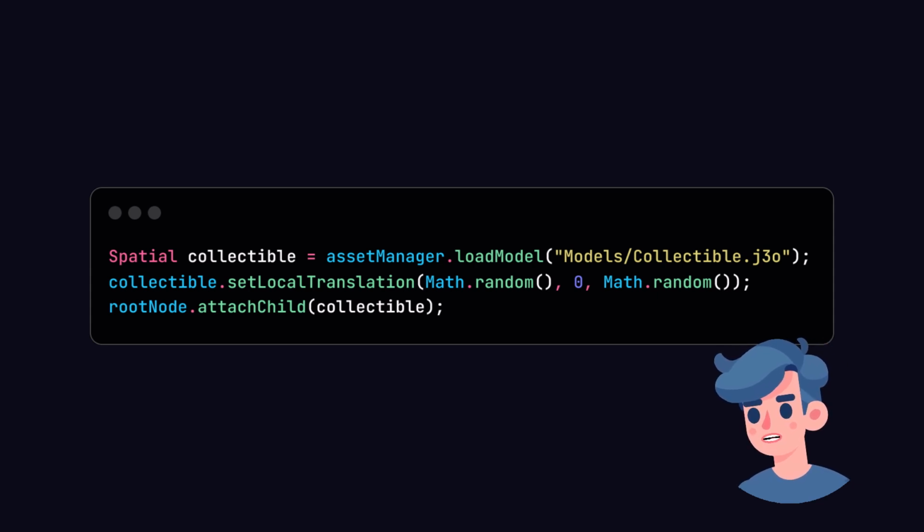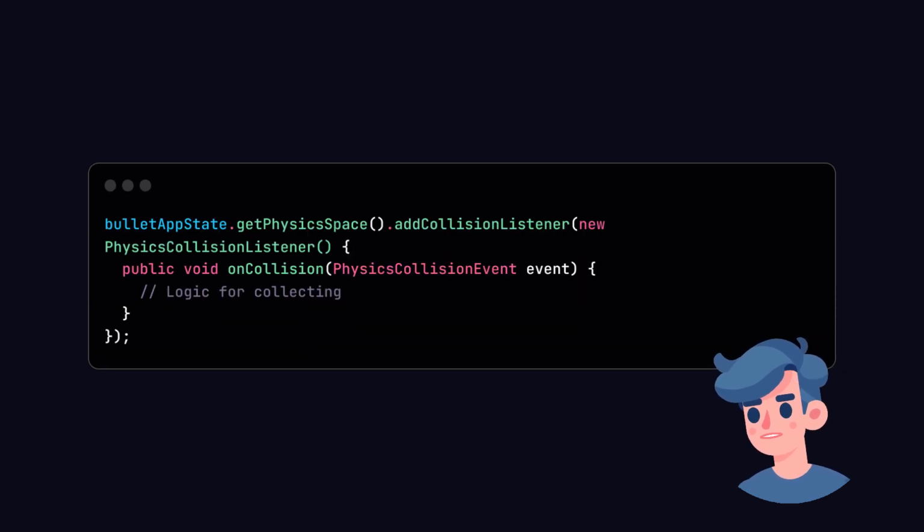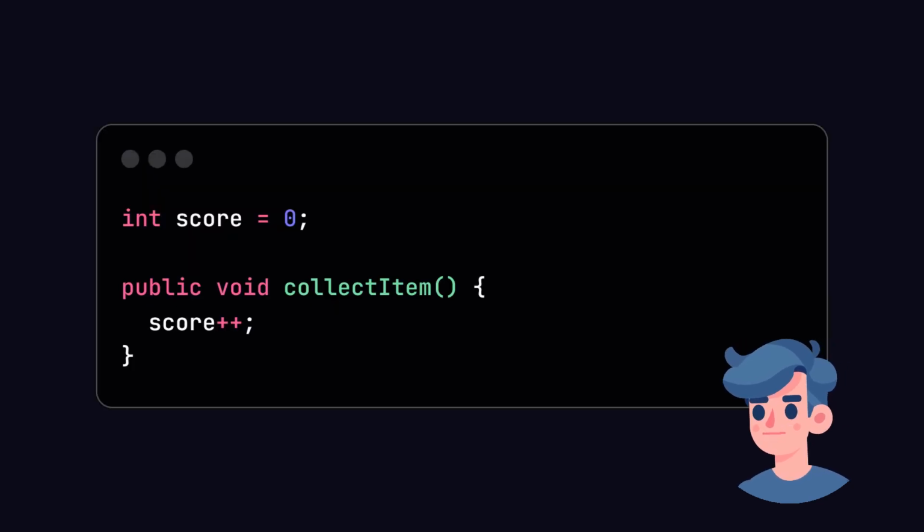Let's add some collectibles. We can create collectible items for the player to interact with. To make our collectibles interactable, we need to add a collision listener that triggers an event when the player collects one. Next, let's implement a simple scoring system to keep track of how many collectibles the player has gathered.